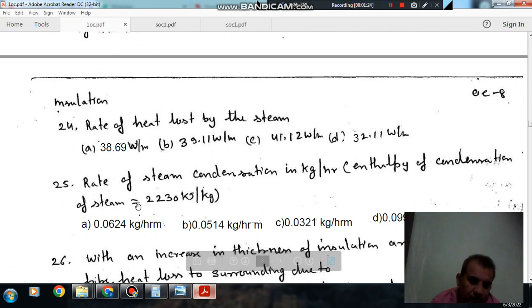Enthalpy of condensation of steam is 2230 kilojoule per kilogram. Option A 0.0624 kilogram per hour per meter, option B 0.0514 kilogram per hour per meter, option C 0.0321 kilogram per hour per meter, option D 0.099 kilogram per hour per meter.